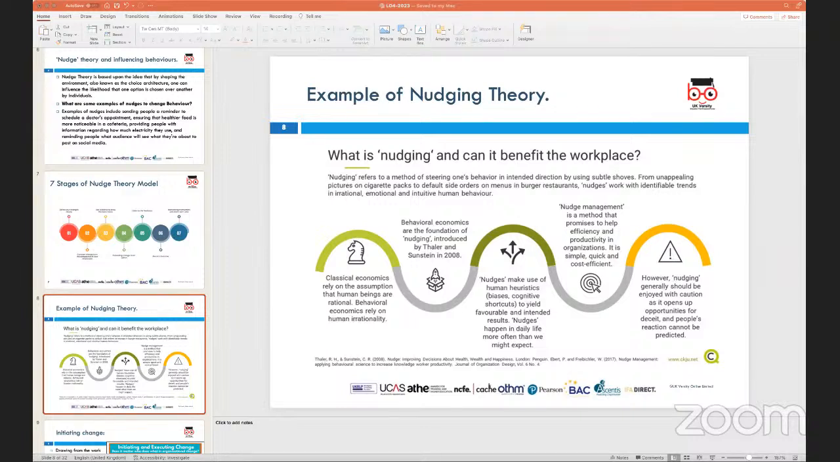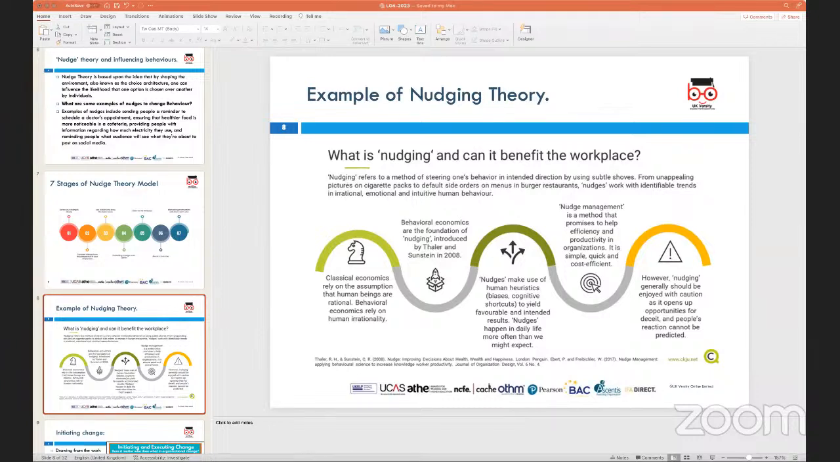So now, let's take an example and put this in context in terms of nudge theory. What are the benefits of nudging in a workplace? And how do we look at changing behaviors for employees to be able to accept change? Nudging here refers to a method wherein you're trying to steer one's behavior in an intended direction. And this is done subtly by introducing certain motivators which the employees need, in order to win them over.